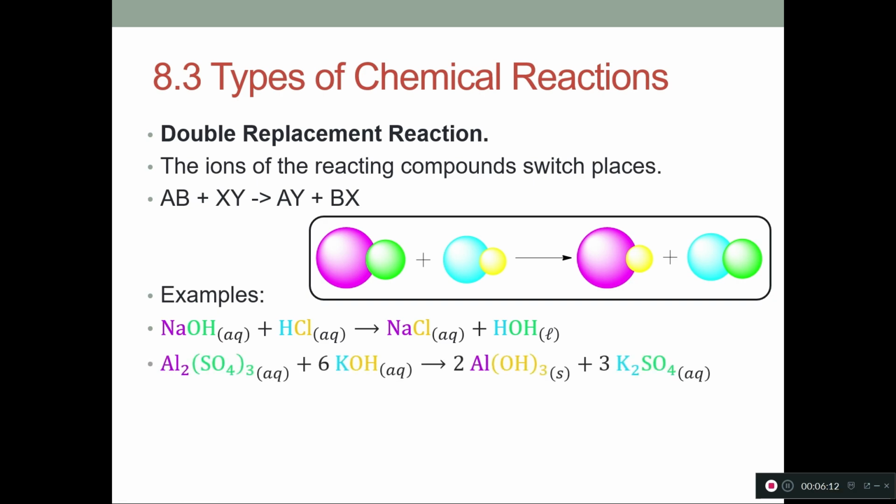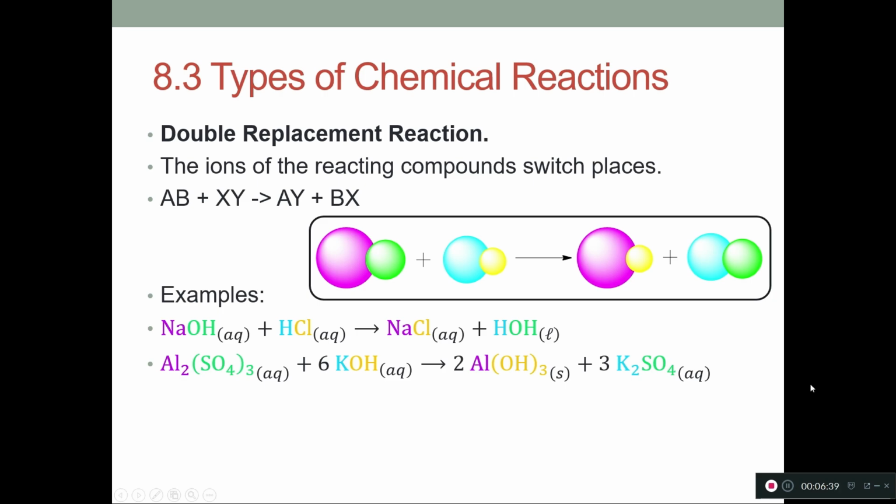In the next example, we have aluminum sulfate plus potassium hydroxide. Again, this hydroxide here will be going to the aluminum, the sulfate here will be going to the potassium, so that we end up with aluminum hydroxide and potassium sulfate. And so one thing to notice in these reactions is these are all ionic compounds. So we are always just switching ions between the two compounds in the reactants.